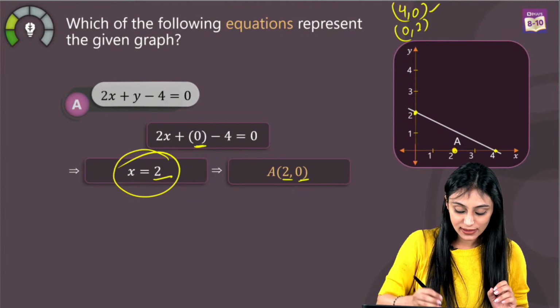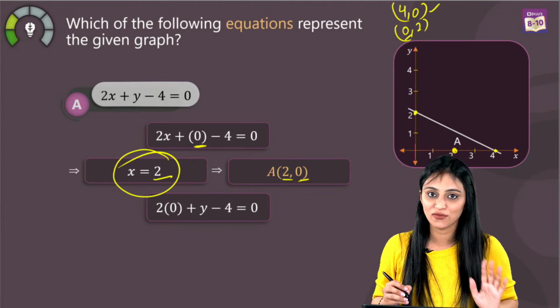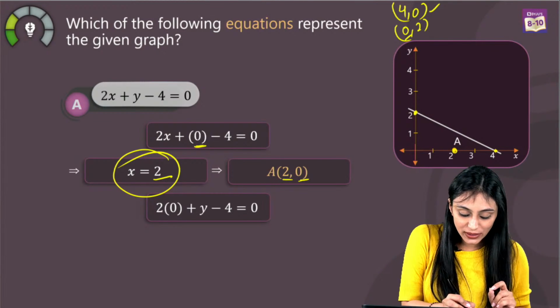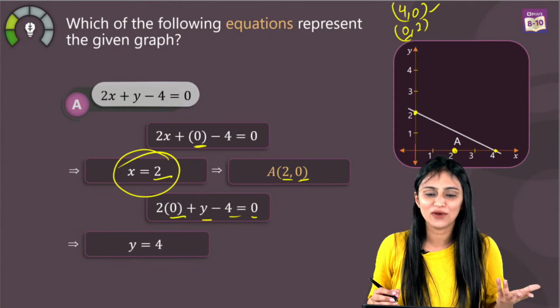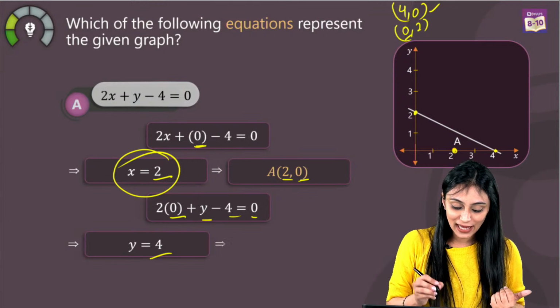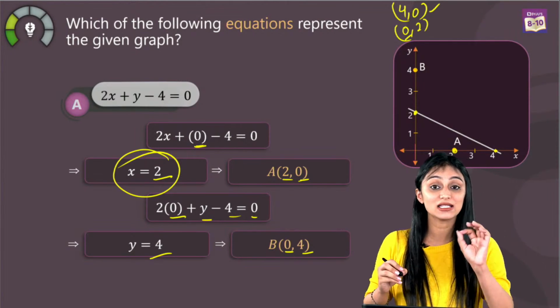Now another time, we are given x as 0. Let's check what the value of y is then. So we have substituted x as 0 in 2x plus y minus 4. What will be the value of y here? That's going to be 4. That means here x was 0 and y was 4. So we plotted it here as point B.